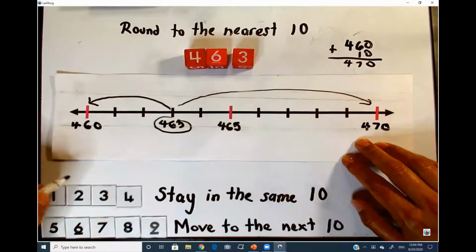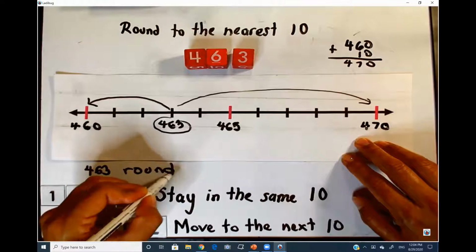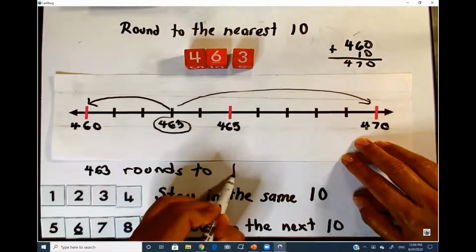So my sentence is going to tell 463 rounds to 460.